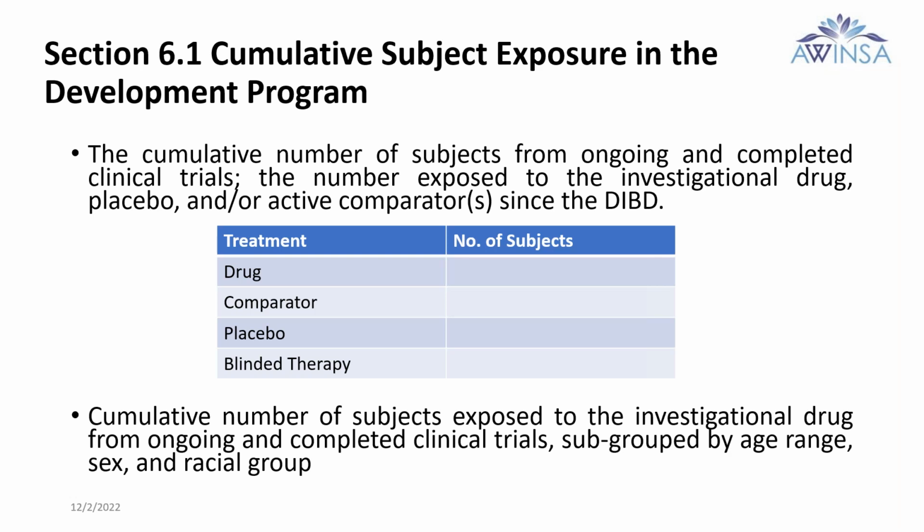But yes, if there is an open label trial going on with the same molecule, or if we know that these are the patients on comparator and these are the patients on placebo, then those numbers can be included. But if a particular population is already in a blinded therapy and the trial is not completed and the data is not available for the individual arms, we have to just provide the patient count on the blinded therapy. And then we have to provide the cumulative number of subjects exposed to the investigational drug from ongoing and completed clinical trials, which can be divided by age, gender, and racial group.